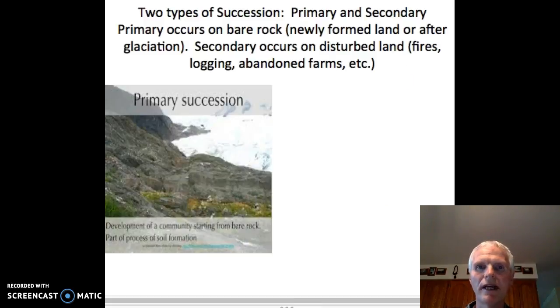There are two kinds of succession. They are primary and secondary. Primary occurs on bare rocks, such as new volcanic islands or on land that's been scoured right down to bare rock by glaciers, as you see in the picture to the left. Secondary occurs on disturbed land, such as after fires or logging or abandoned farming, etc. And we will talk about secondary succession and primary succession in the next slide.